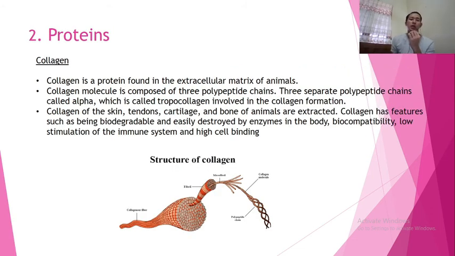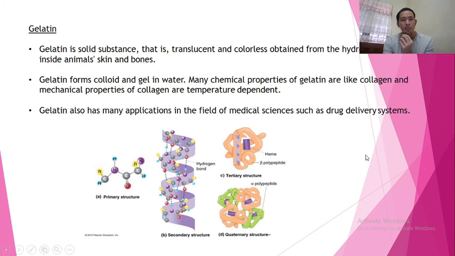So the other type of natural polymer is protein. Yes, we know protein, and one example of protein is collagen. Collagen is a protein found in the extracellular matrix of animals. So if you can see here the structure of collagen, yes, you can see it. And another example is gelatin.